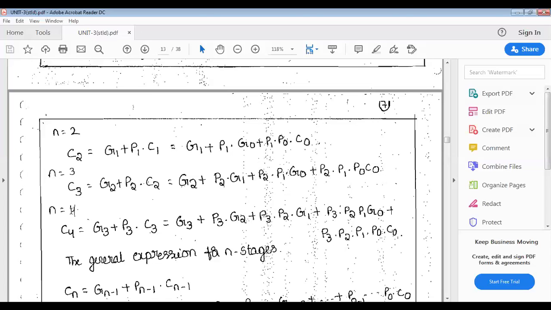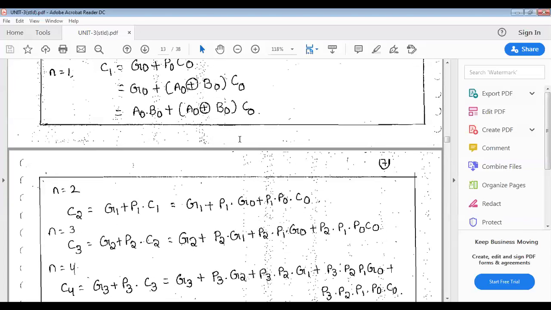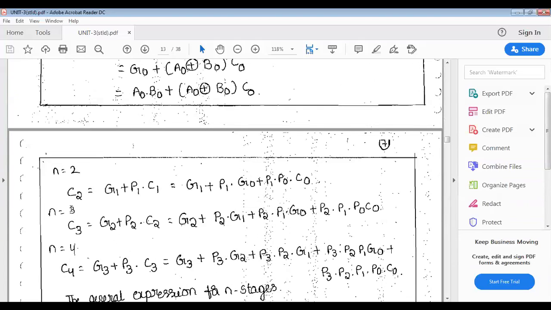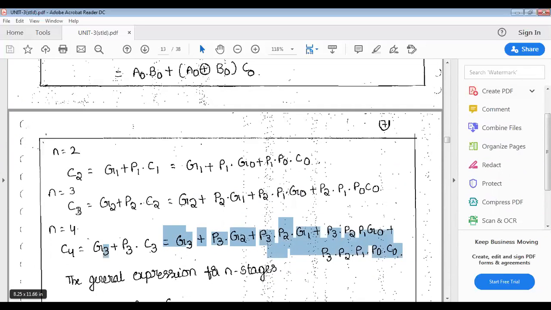Now you can observe the C1 depends upon C0 only, and C2 also depends on the C0 only, and C3 also depends on the C0, and C4 also depends on the C0. Okay, it does not depend upon the previous carry. C4 does not depend on C3, and C3 does not depend on C2, and C2 does not depend upon the C1. All equations are converted in terms of C0 only.